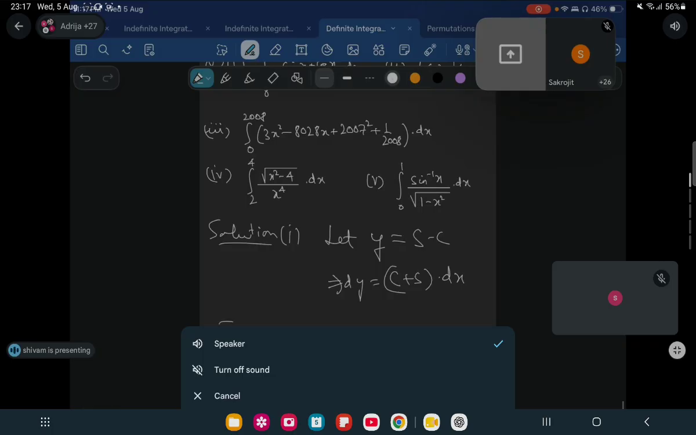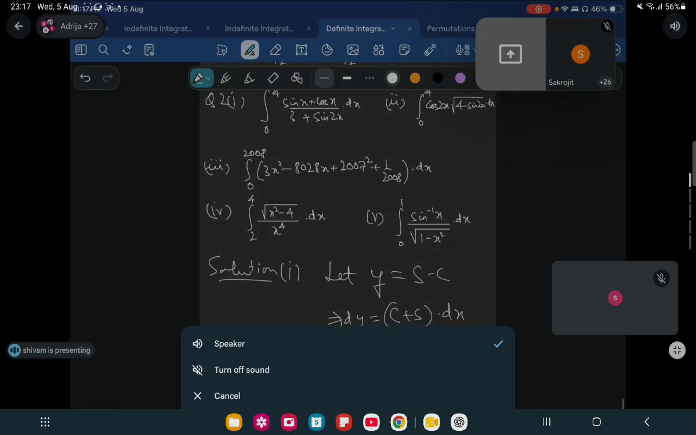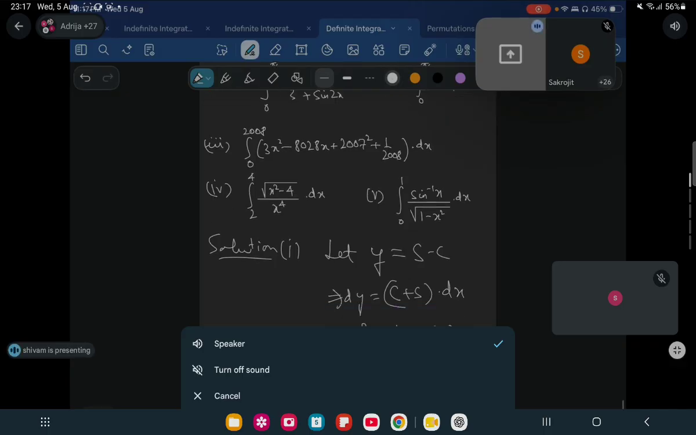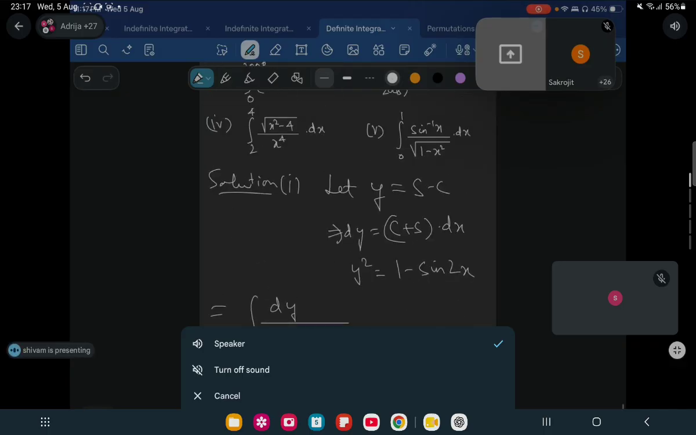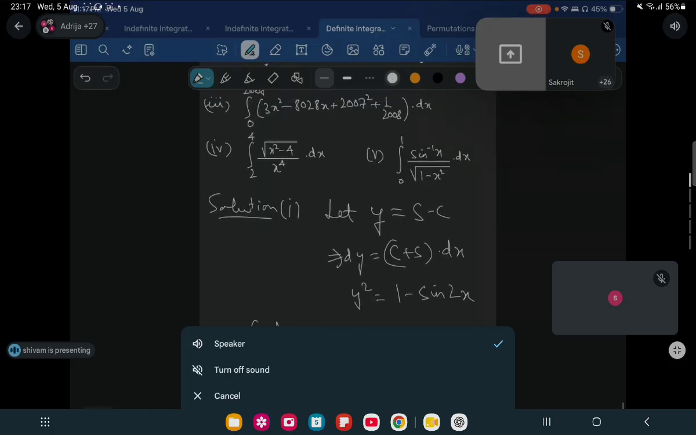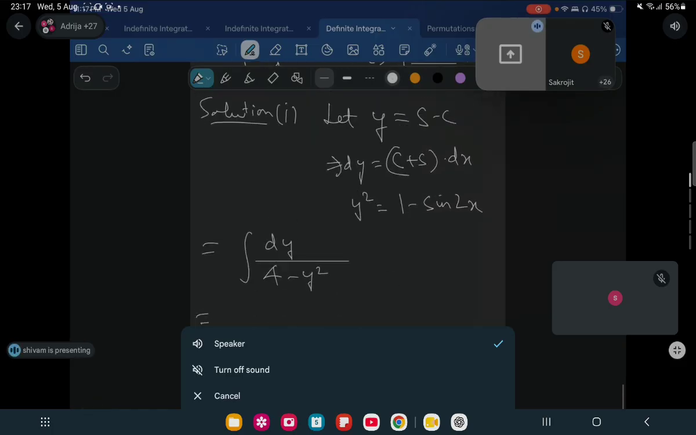So this will become integral of dy upon 3 plus sine 2x. So sine 2x: if you take y square is equal to 1 minus sine 2x, then sine 2x is equal to 1 minus y square. So this will become 4 minus y square. Okay. So this will become ln mod of (2 plus y) upon (2 minus y).